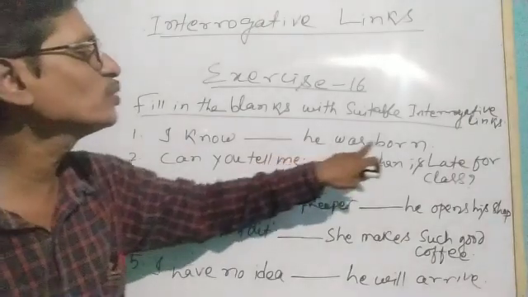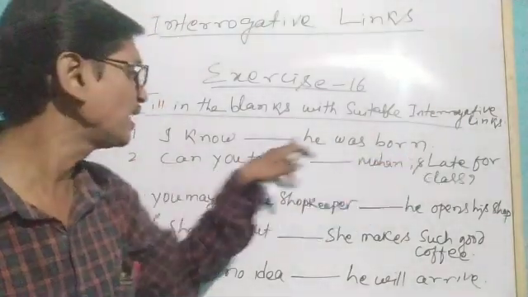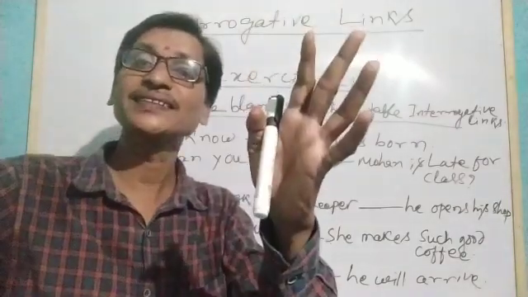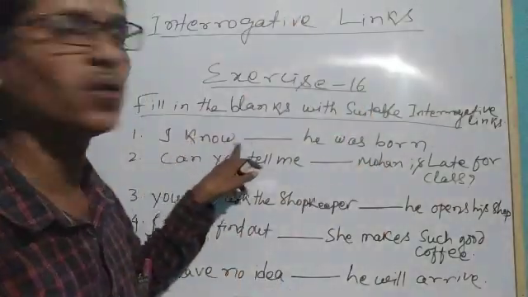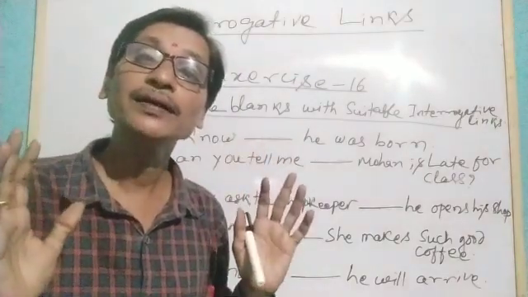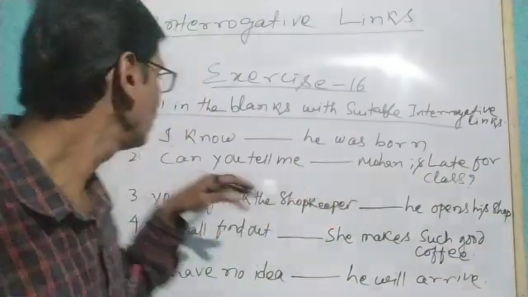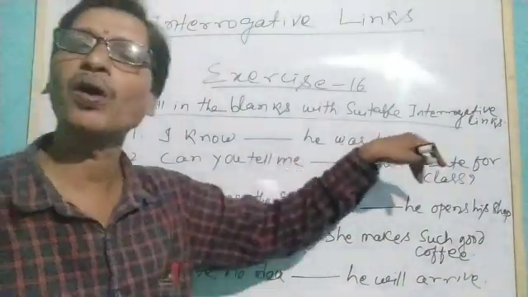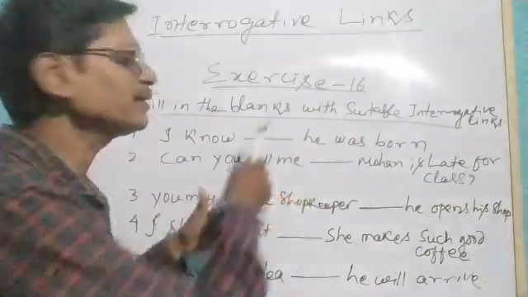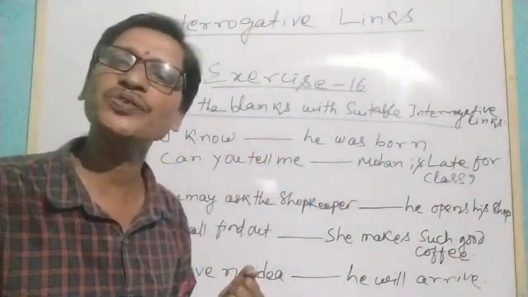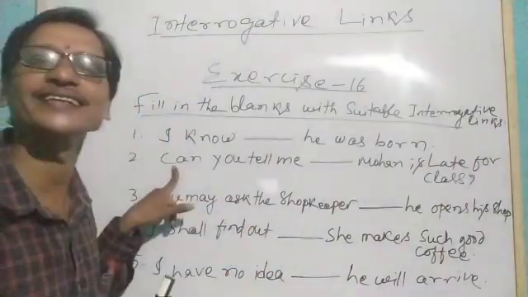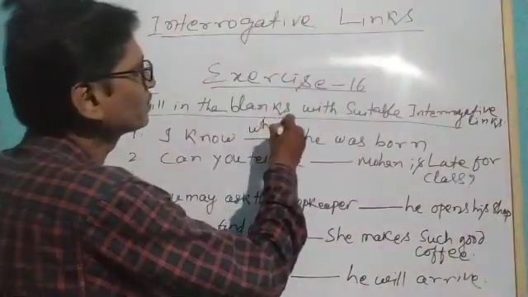I know dash he was born. So here you see, I know dash he was born. Suppose we want to think of a place where he was born, we can use I know where he was born. But on the other hand, if we think of the time of his birth, then we can say I know when he was born. We can use where as well as when, but in this sentence it will be appropriate to use when, because we want to talk about the time. Understand? So this is, I know when he was born.